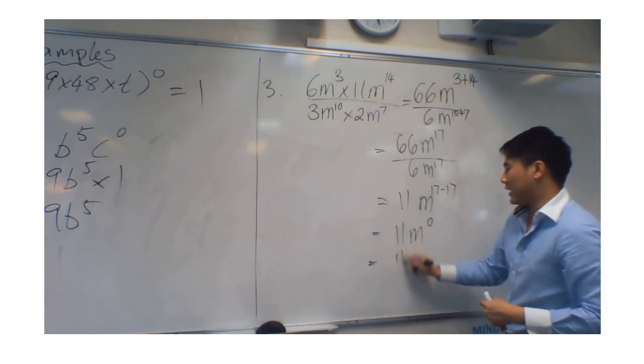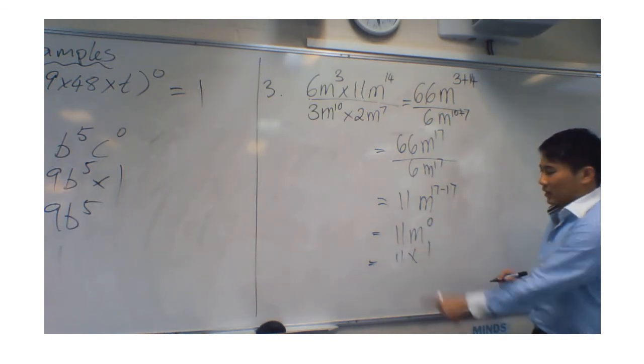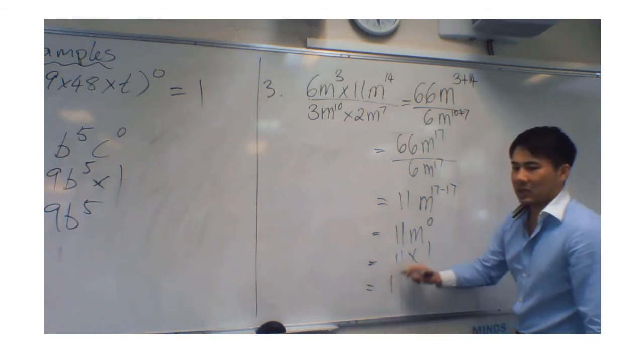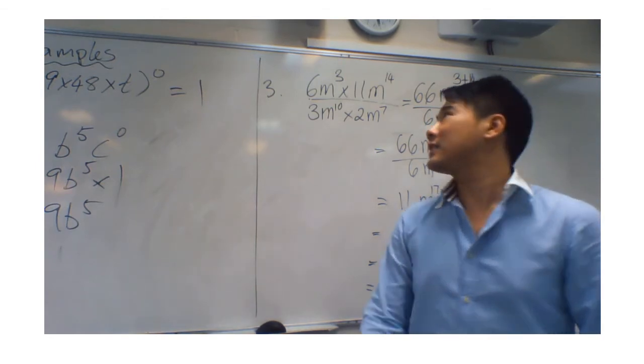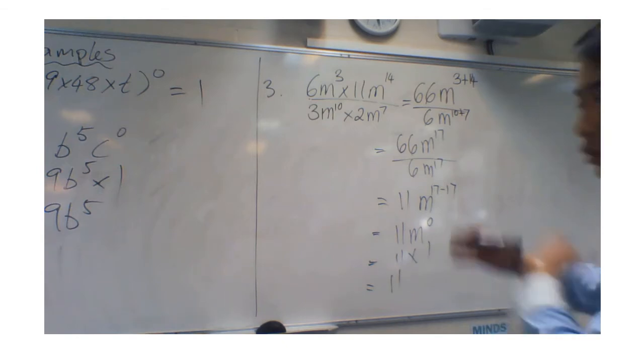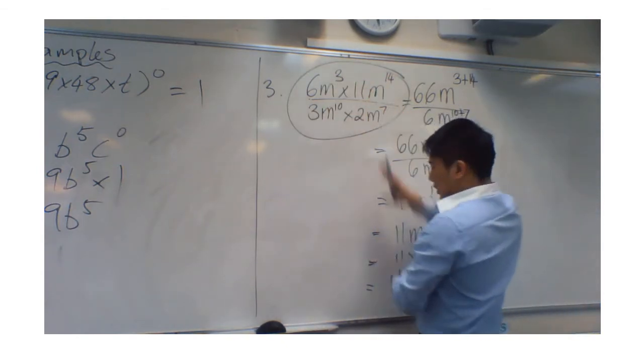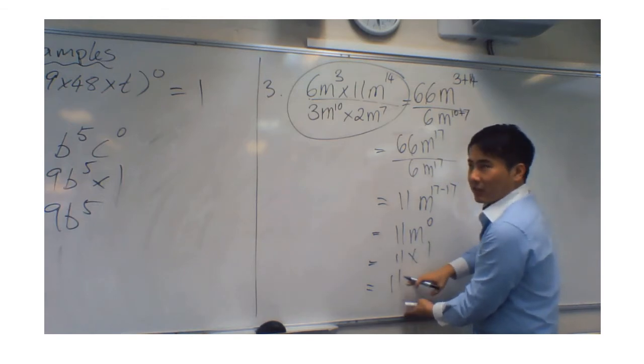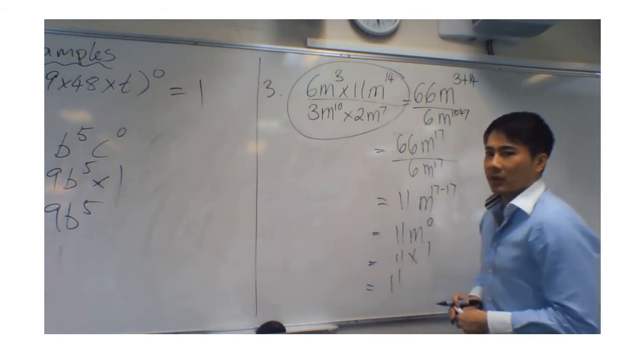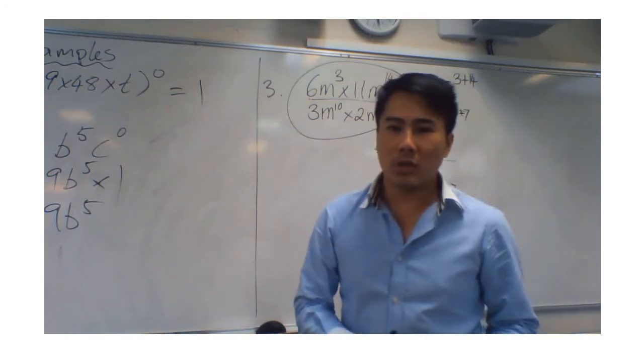So that becomes 11 times 1. 11 times 1 is just 11. So your answer would be 11. So you can see we've done a great job. All this is just exactly the same as 11. Alright? So I'm going to put a few questions for you to do.